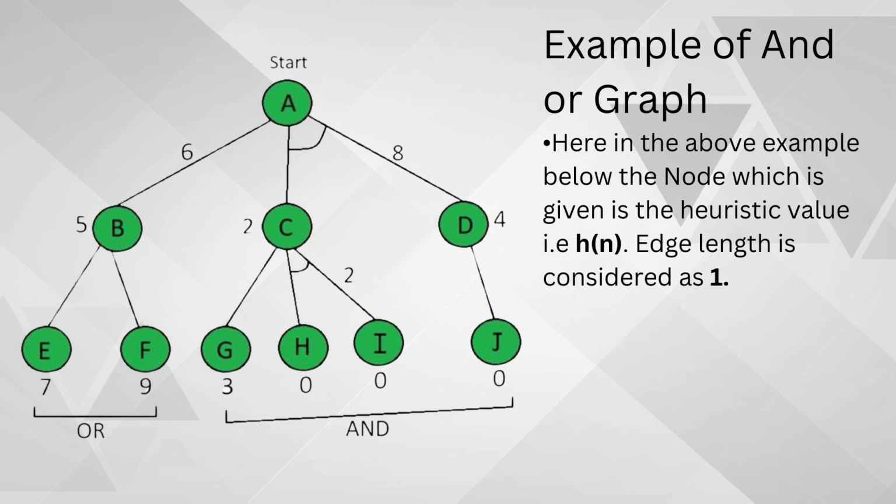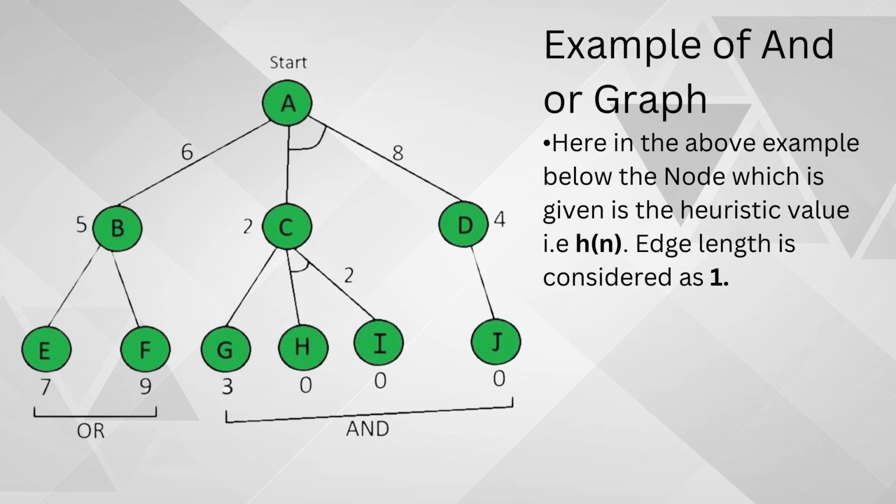So the AND-OR graph will start from the terminals. Here you can see that E and F have the cost values 7 and 9, and we can calculate G as 1. In this diagram we can see the value of H as given in the figure. Next, in step 2 we will explore the next step. In the above example, the value given below each node is the heuristic value, h of n. Edge length is considered as 1.